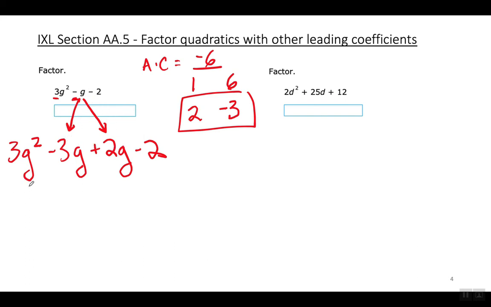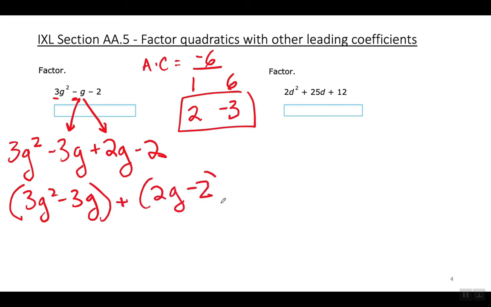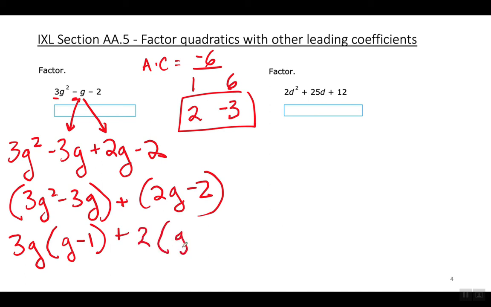Okay, now I'm going to factor by grouping. That means I put the first binomial in parentheses, put a plus sign, and the second binomial in parentheses. And now I'm going to take out the greatest common factor in each binomial. The greatest common factor in this binomial is 3g. 3g times g minus 1 will give me what was there. The greatest common factor here is 2. 2 times g minus 1 will give you what was there.